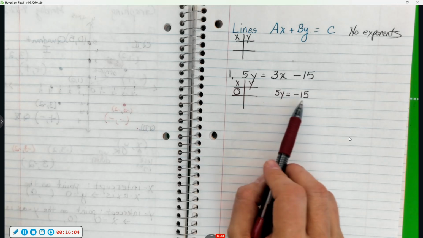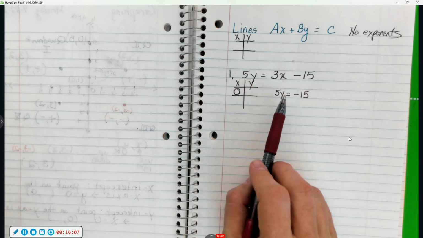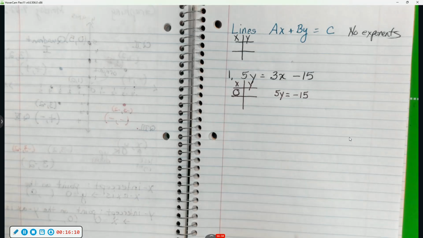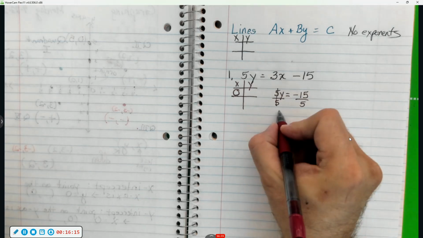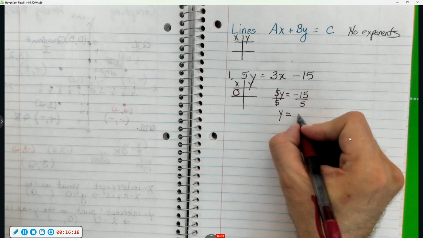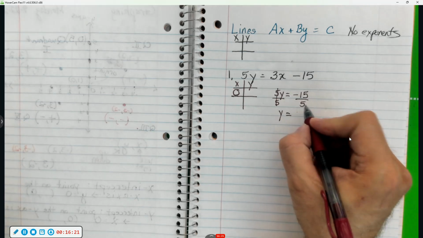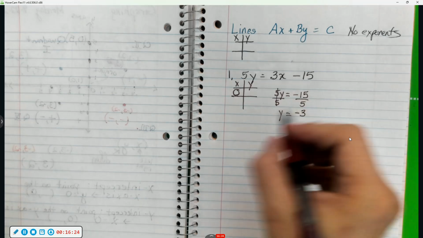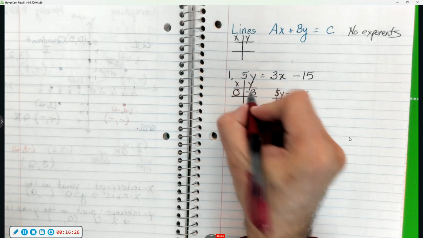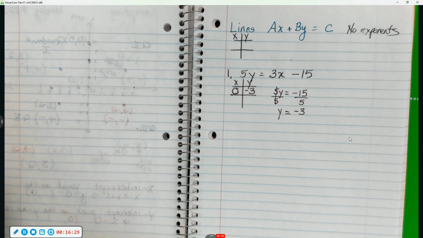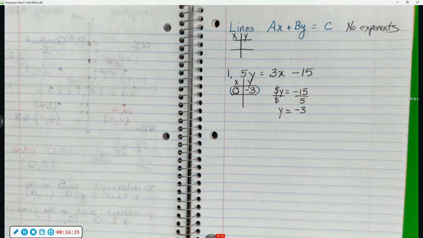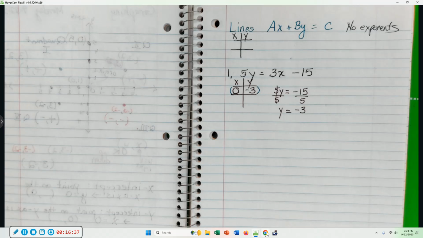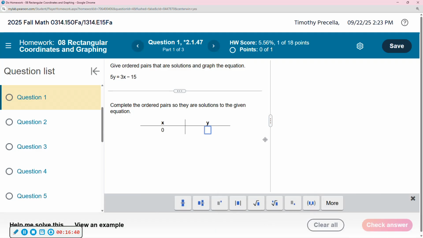And now, what would we do to solve for y? How will we get the y by itself? Divide. Okay, let's divide both sides by 5. And we have y equals, is that going to be a negative 3? Negative 15 divided by 5? Negative 3. So there's our first ordered pair. Let me punch that in. Negative 3. Check it.